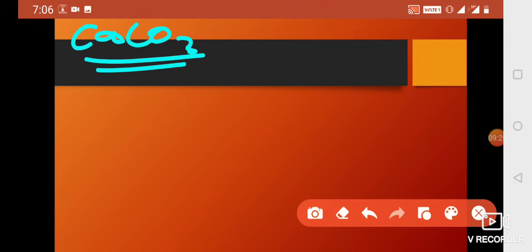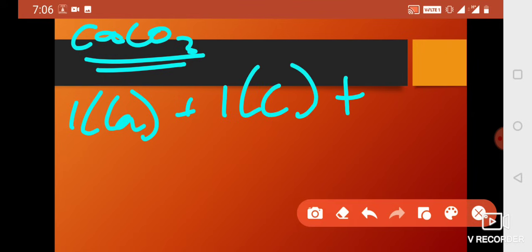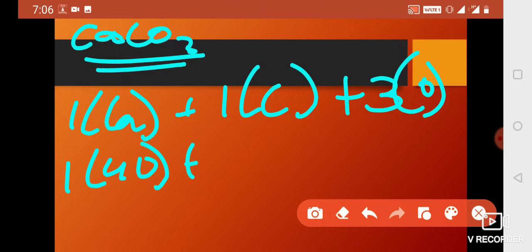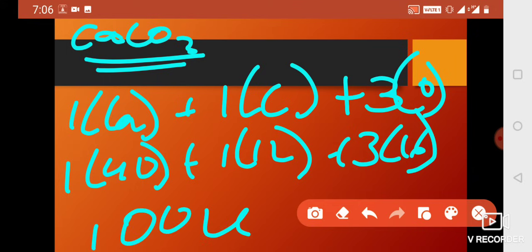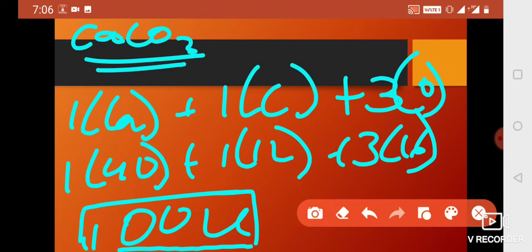CaCO3. Okay, now Ca 1 is there. Now CO, nothing as such, so we can take 1 carbon and 3 oxygen. Okay, now 1 into 40, then 1 into 12, then 3 into 16, and this will give us 100u. Okay, this will give us 100u.